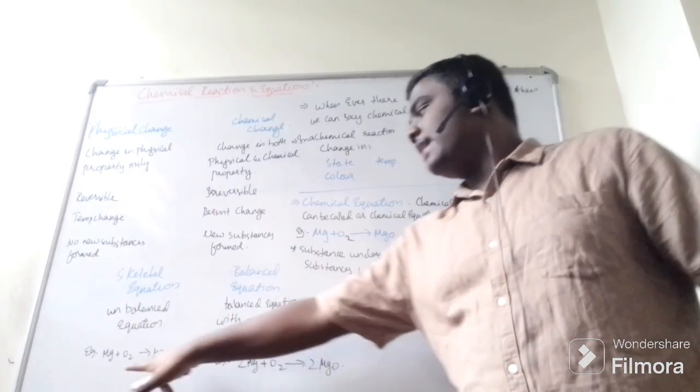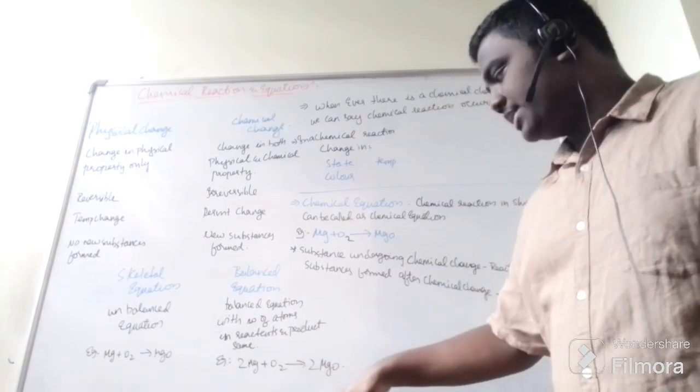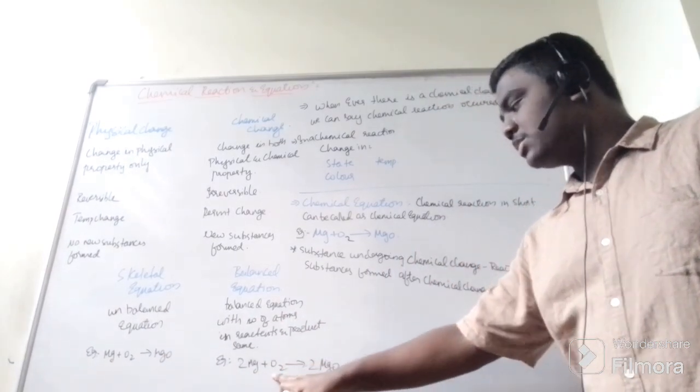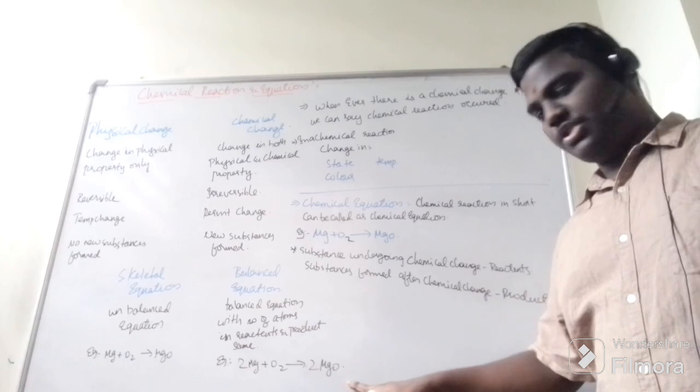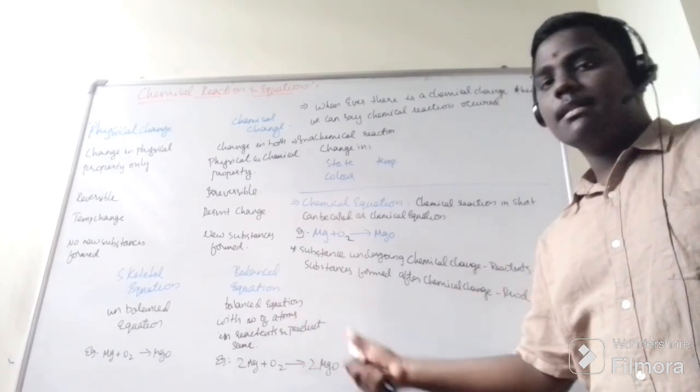Same example, Mg plus O2 gives MgO. This is a skeletal equation, but here if you observe, we say 2Mg plus 1O2 gives 2MgO. Yes, so this is the main difference between the skeletal and the balanced equation.